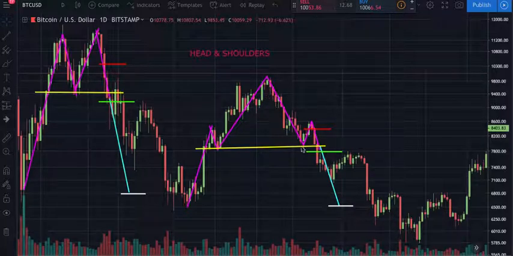So when we come back down and hit, essentially forming the neckline or solidifying the neckline, we come back up and you'll see we sell off almost at the exact same point. And that's very common to happen, but it doesn't necessarily mean it's a head and shoulders.